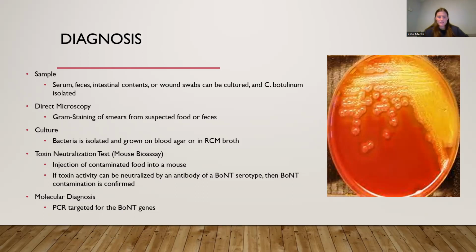Culture, again, here to the right, the bacteria is isolated and grown on blood agar or can be a liquid culture in RCM broth. There's the toxin neutralization test, which is also called a mouse bioassay. So you inject the contaminated food into a mouse, and if the toxin activity can be neutralized by the botulism antitoxin, then it can be confirmed that it was botulism that was in the food. And then lastly, molecular diagnosis. This can be polymerase chain reaction, PCR, targeted for the neurotoxin genes.